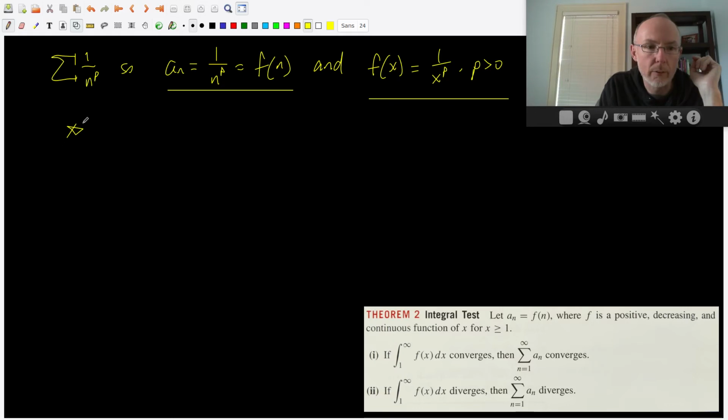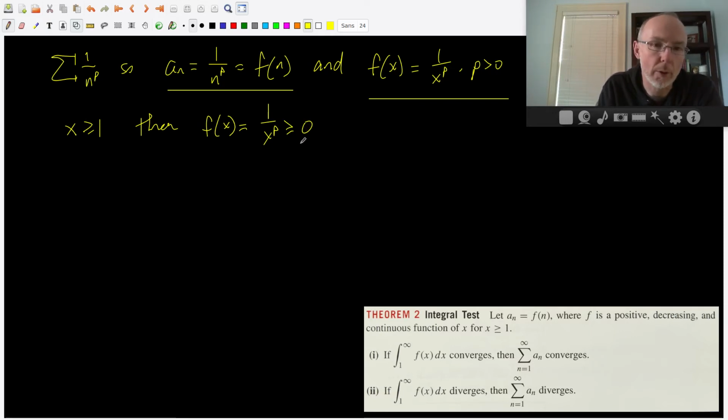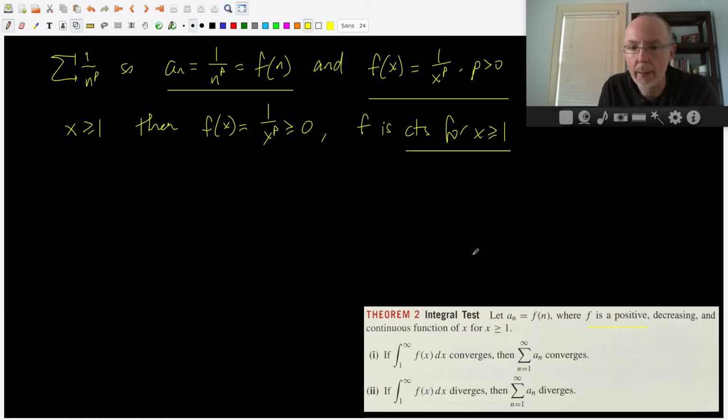Now, if x is greater than or equal to 1, then hopefully it's obvious that taking powers of it is going to give something greater than or equal to 0. If I give you a positive number, taking a power is not going to change it from being a positive number. So f of x is still going to be positive. That's good. And f is definitely continuous for all x bigger than or equal to 1, because these functions we deal with are continuous on their domains. We remember that from Calc 1, hopefully.